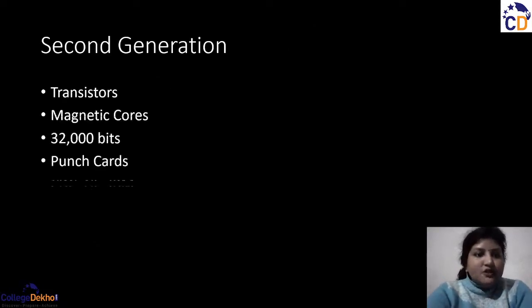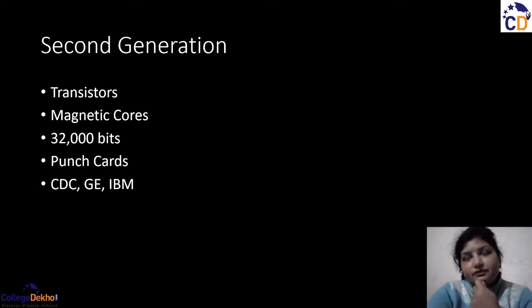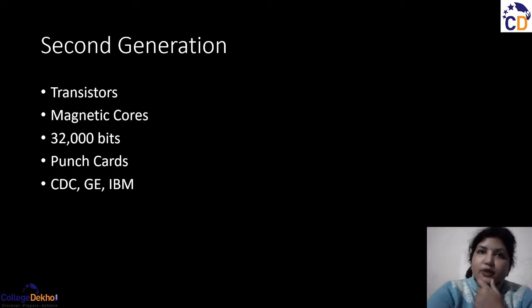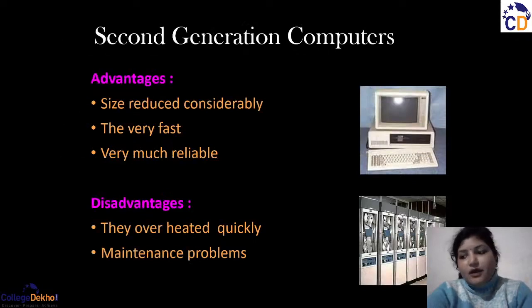Now, what are the highlights of the second generation? Transistors: vacuum tubes were replaced by transistors. Magnetic cores are used in the hardware. Instructions used were 32 bits. Punch cards for storing the data, or for inserting, or you may say for holding the data. What are the different machines that are available? CDC, GE, and IBM. What are the advantages and disadvantages of second generation computers?